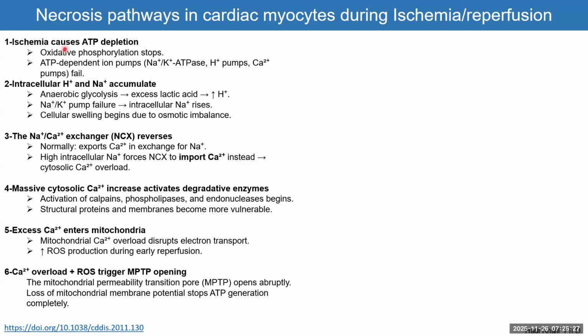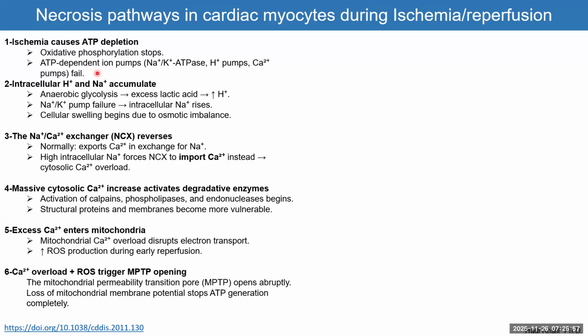Ischemia means the loss of oxygen. It will cause ATP depletion, right? Because you don't have enough oxygen. The moment you don't have enough oxygen, you don't have oxidative phosphorylation. ATP is low, then the channels that need ATP, the ATPase, sodium-potassium pump, H plus pump, calcium pump, all those will start failing.